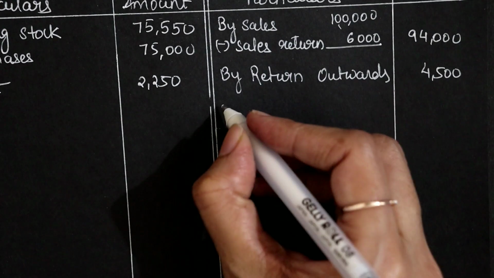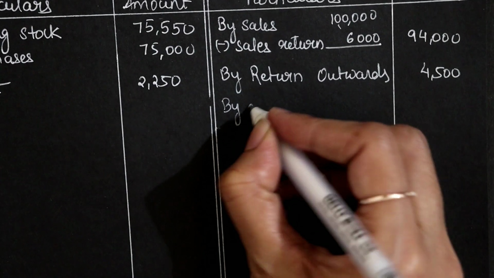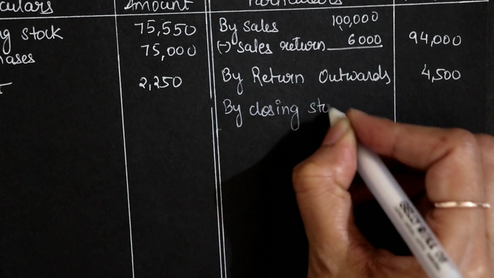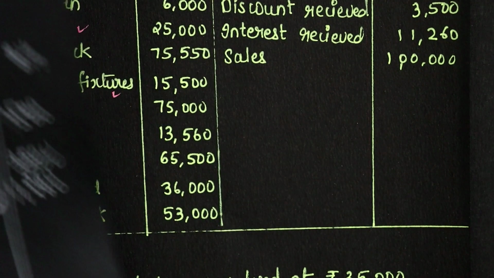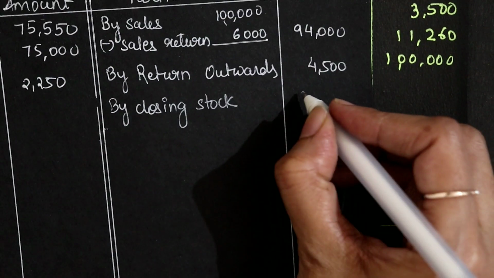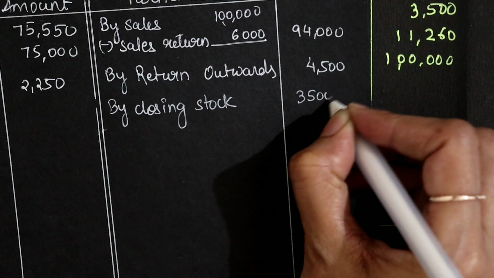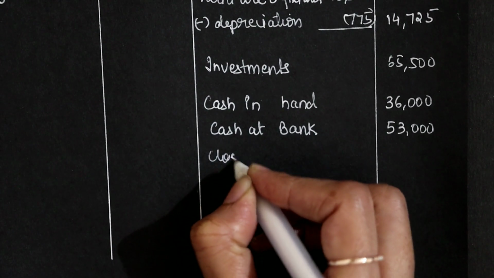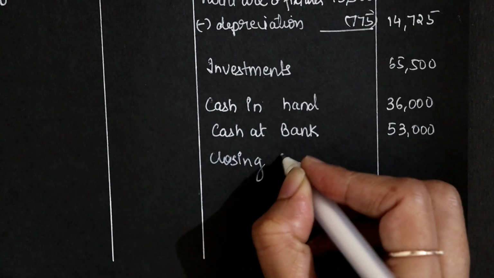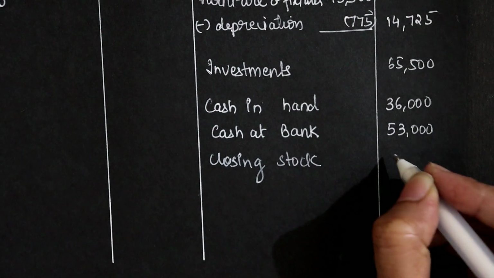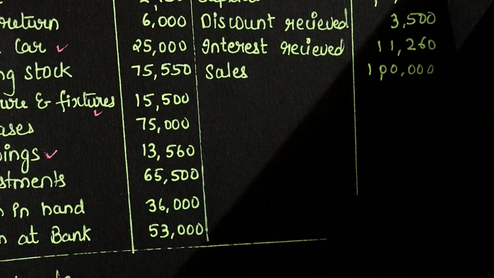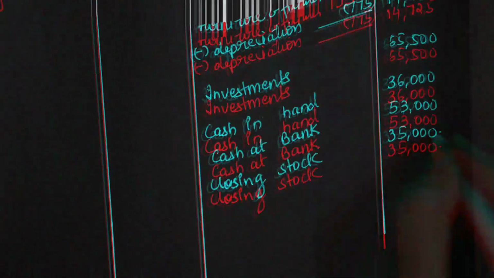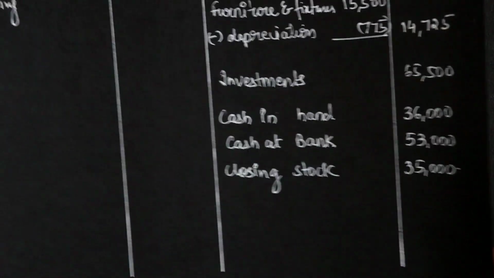So we will write it in the trading account credit side. Closing stock 35,000. It will also be shown on the asset side. Closing stock 35,000. With this we have completed the posting of entries.